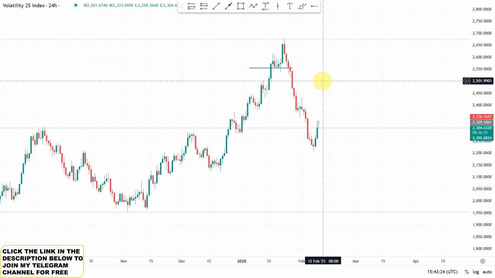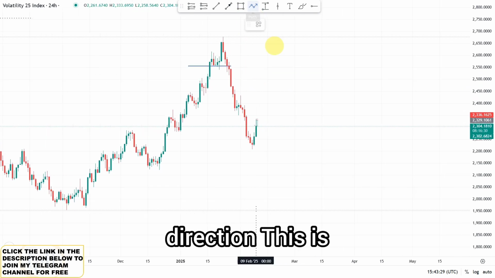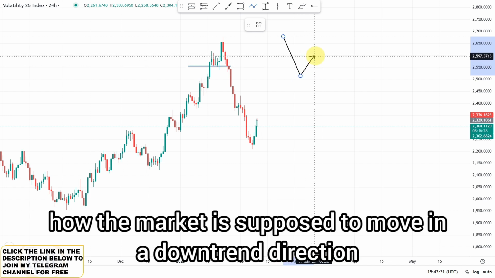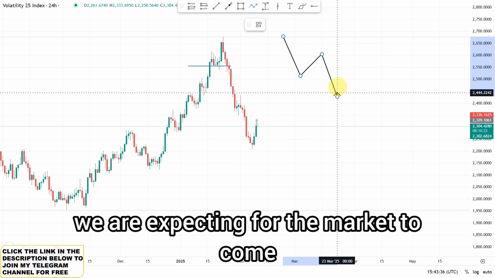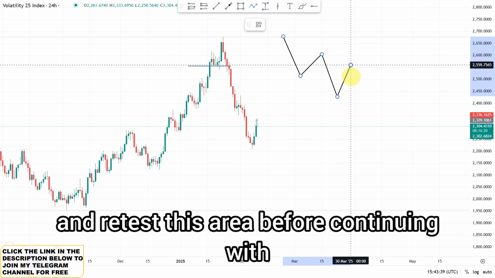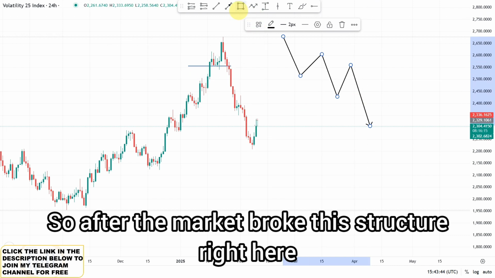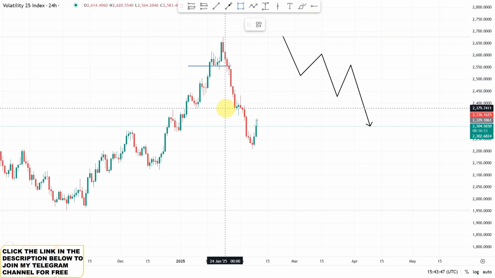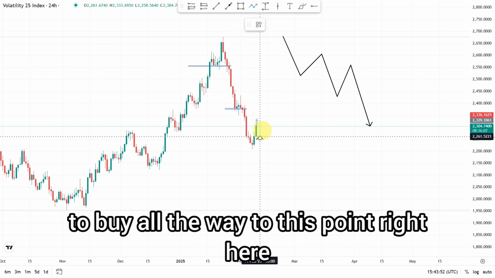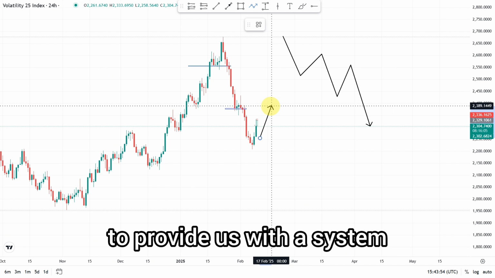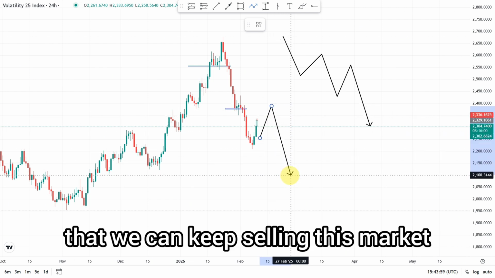Secondly, let us revise ourselves on how the market is supposed to move in a downtrend direction. This is how the market is supposed to move in a downtrend direction. That means if the market breaks this structure right here, we're expecting the market to come and retest this area before continuing with its downtrend direction. So after the market broke this structure right here, we were hoping for the market to come to buy all the way to this point right here, to provide us with a signal or another confluence so that we can keep selling this market.